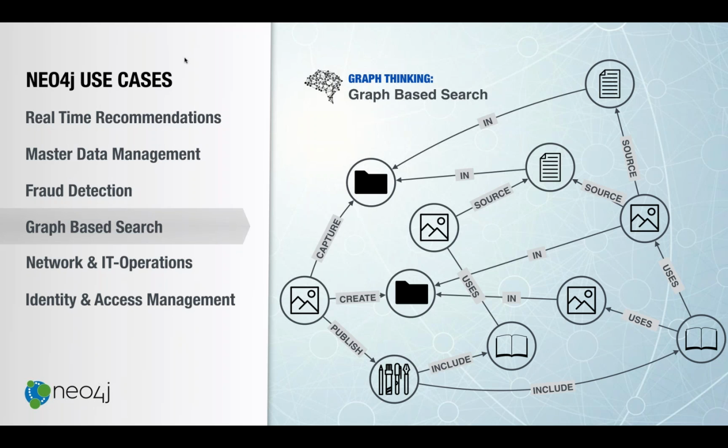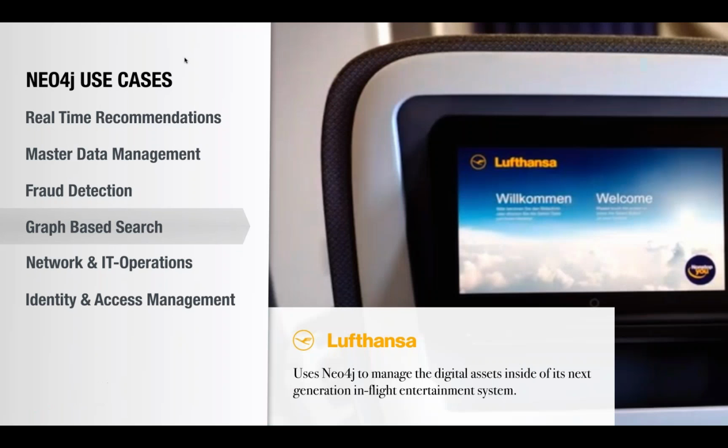Graph-based search is another use case. So think of documents or any sort of media and keywords, tags that those documents might be about, lots of metadata associated with those. If we can put that in context when we're returning results for a search, we can provide much more relevant results for a user. And a customer example here is the Lufthansa airline. They use Neo4j to manage the digital assets for their in-flight entertainment system.